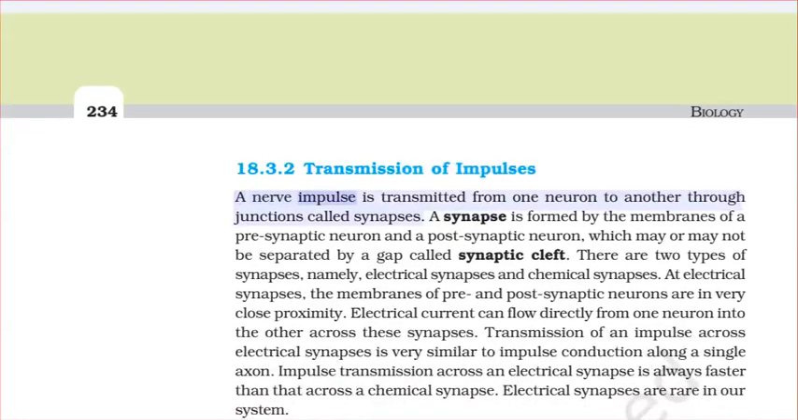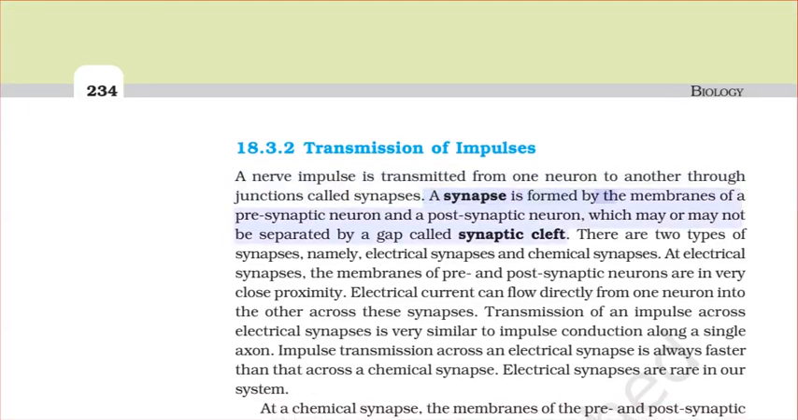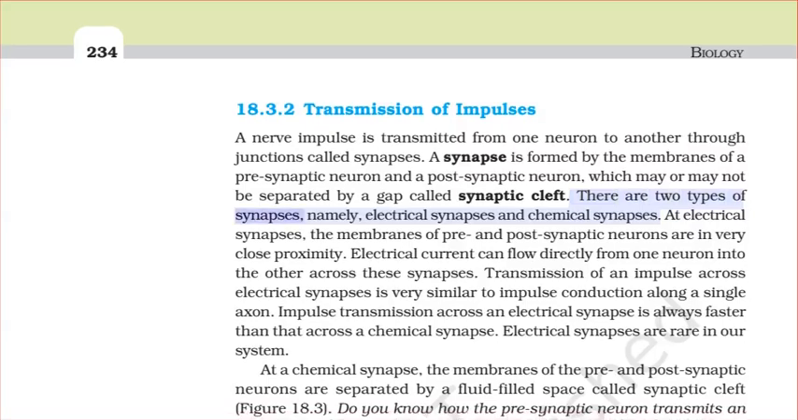Transmission of impulses. A nerve impulse is transmitted from one neuron to another through junctions called synapses. A synapse is formed by the membranes of a presynaptic neuron and a postsynaptic neuron, which may or may not be separated by a gap called the synaptic cleft. There are two types of synapses, namely electrical synapses and chemical synapses.